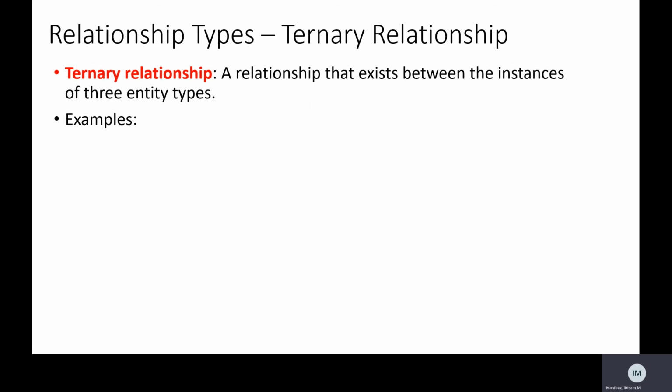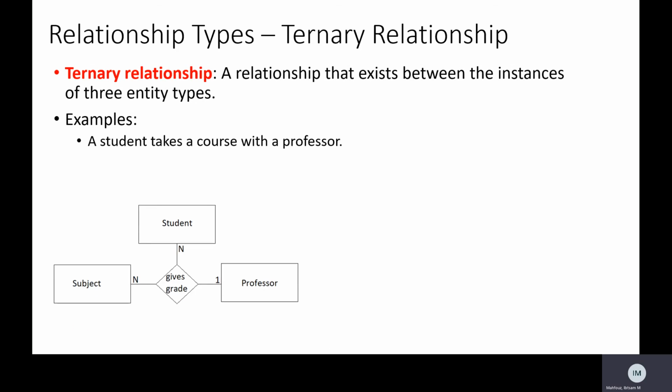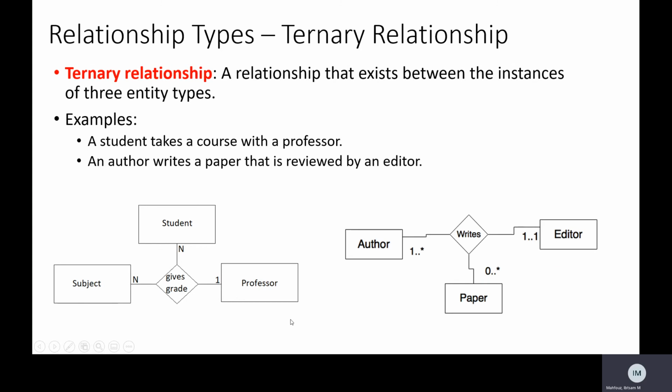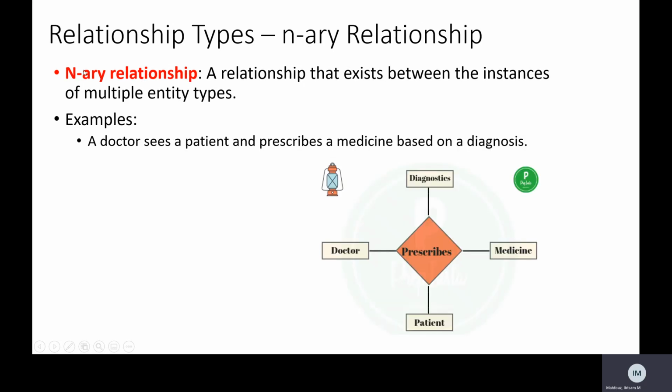Now, if you have more than two entities, it has a name, but let's talk about three first. If we have three entities, we say that's a ternary relationship. For example, a student taking a course with a professor is a ternary relationship because we have three entities. An author is writing a paper and that paper needs to be edited by an editor. Here we have three entities, so it's a ternary relationship. And if it's more than that, we call it an n-ary relationship, like a 4-ary, a 5-ary, a 6-ary, depending on how many entities are involved.